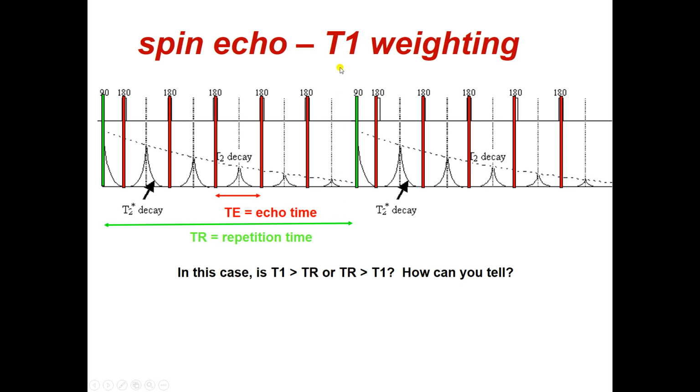And here's the repetition time. Now, when I talk about T1 weighting, I'm only talking about TR. So in this particular figure, is T1, the time set by the tissue, greater than TR, the repetition time, or is TR less than T1? How can you tell just from this picture? It's important because I need you to be able to do that. So go ahead and pause the video now.